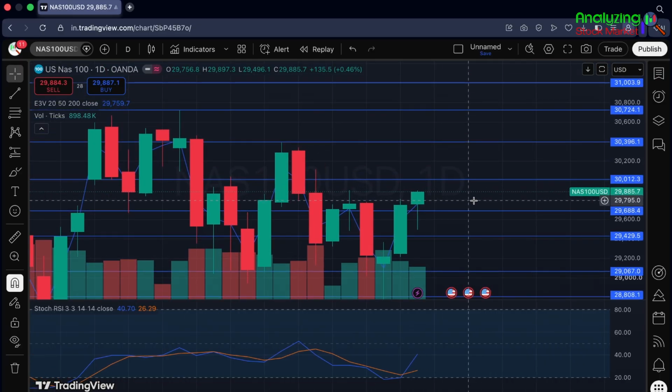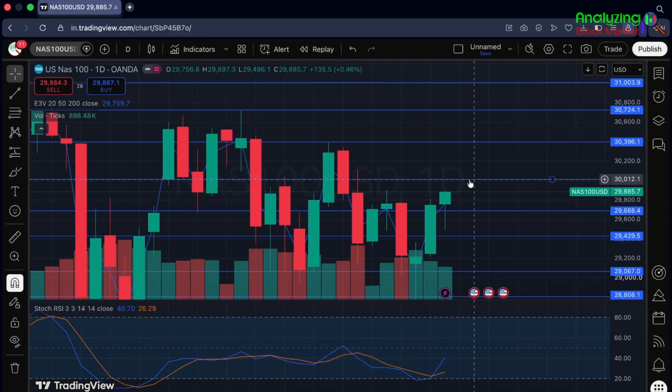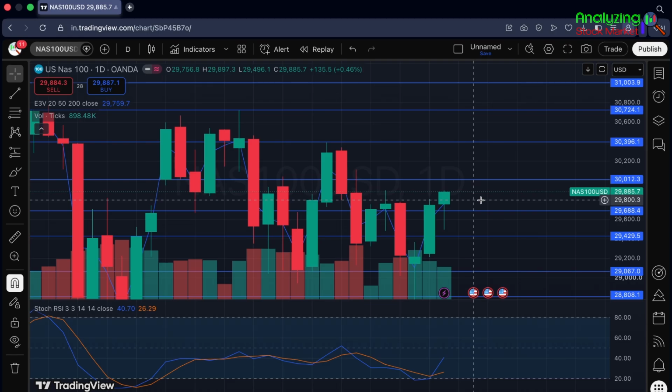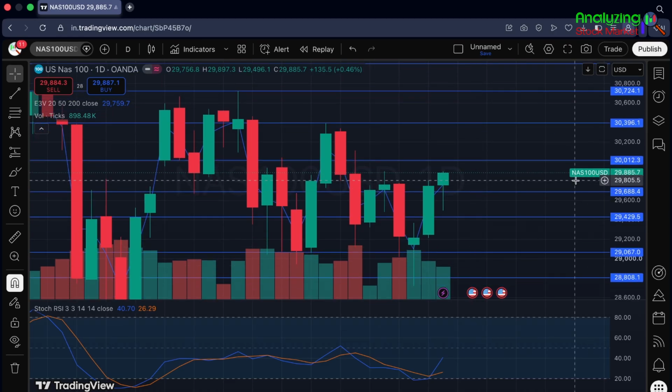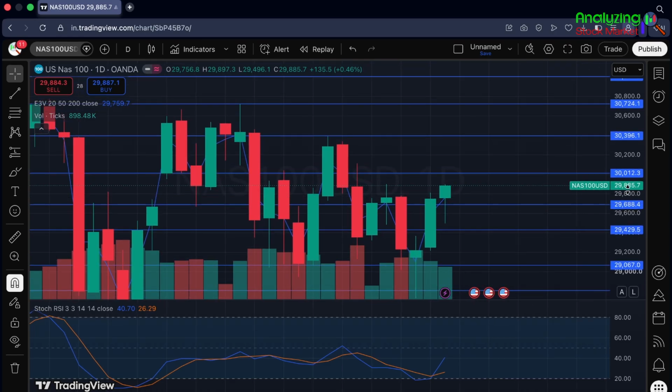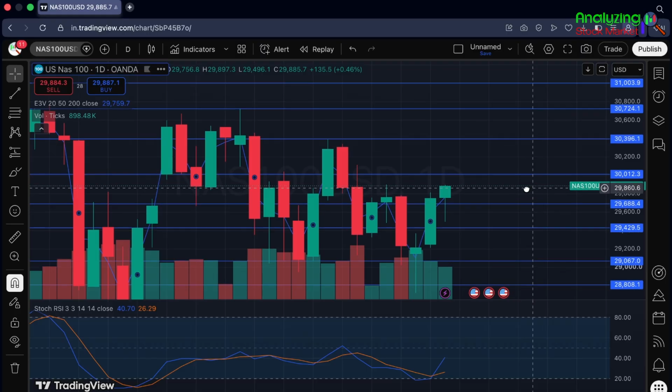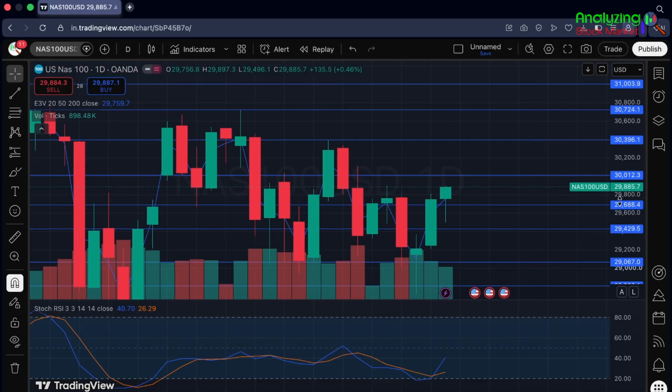So here, in this one-day chart, we can see some important support zones and resistance zones are already marked. So currently, we don't need to mark any new levels. So let's straight away talk about the closing first. So here, 29,885 is the closing. Here, the direct support is 29,688. Direct resistance is 30,012.